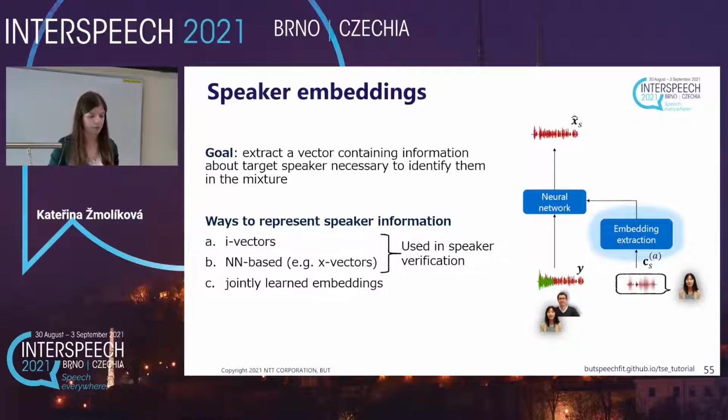First, let's talk about speaker embeddings. The goal here is to take the enrollment utterance and extract an embedding which encodes the information necessary to identify the target speaker in the mixture. Naturally, this information should be speaker information, so the vectors or embeddings that we use here are often inspired or taken from the speaker verification field. There are two methods that I will talk about that are inspired from speaker verification: i-vectors and neural network-based embeddings such as x-vectors. And the third option are embeddings which are jointly learned with the task of target speech extraction.